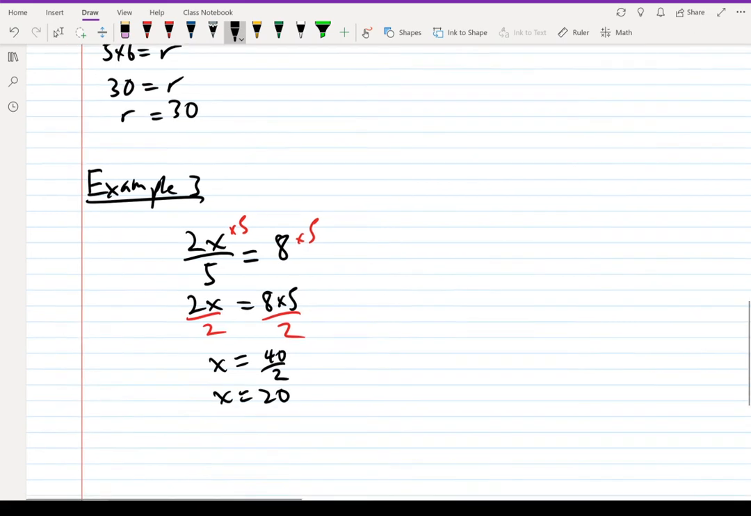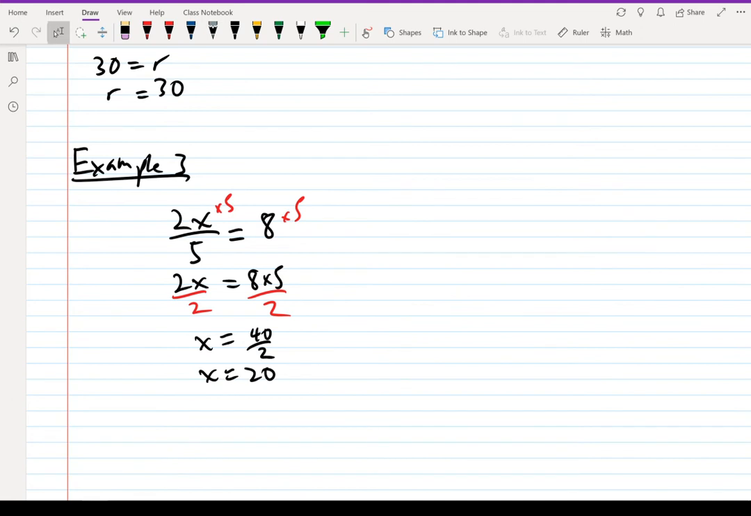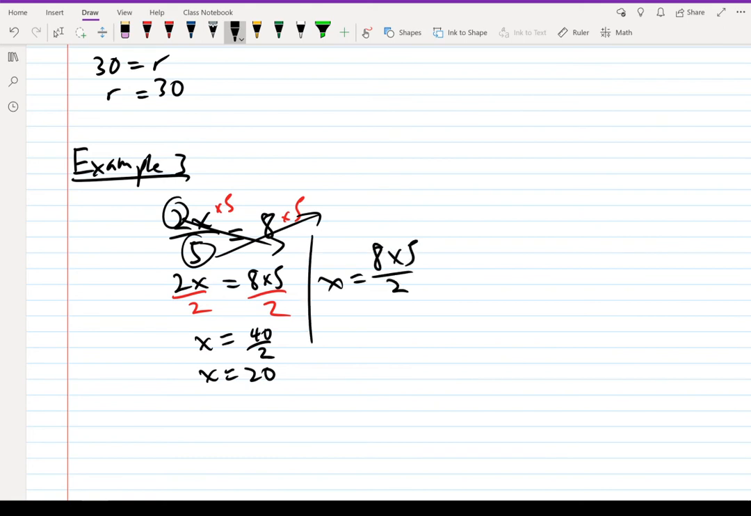So another way that you can do it is to immediately move the 5 to the top and move the 2 to the bottom. We've done some practice on this before. So actually, you can write your next step, x is equal to 8 times 5 all over 2. You can write that too. So as long as you show either one of your working out, that's fine.